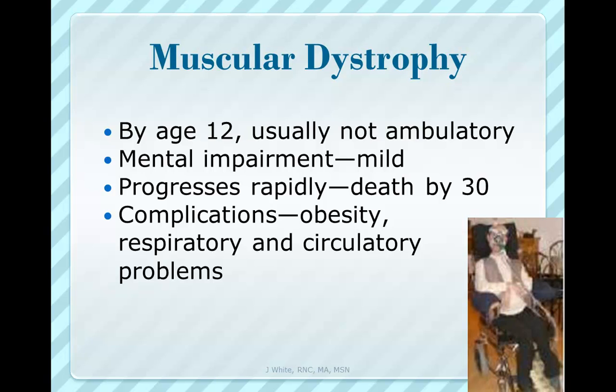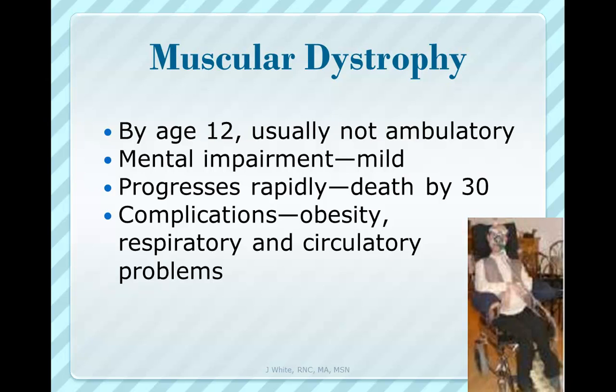By age 12, they're usually not ambulatory. Now we do not ever rush them. Do not think about, oh, we'll get them a wheelchair early, that way it'll save their energy. The faster they go into the wheelchair, the more they deteriorate. So we would try to support them in other ways without pushing them to the wheelchair, because once you go that way, it's just downhill from there.